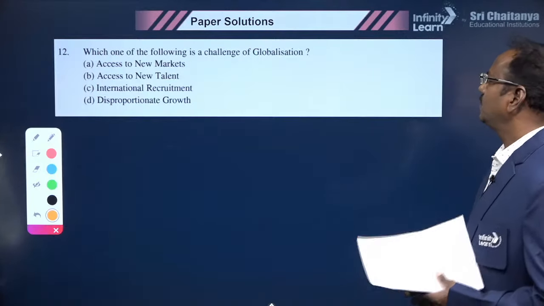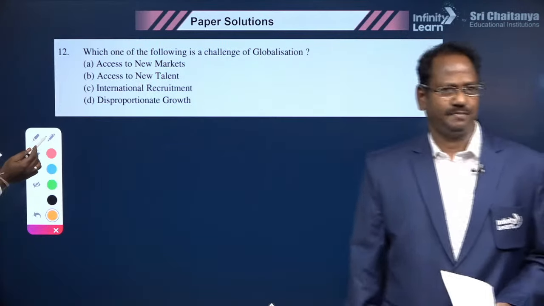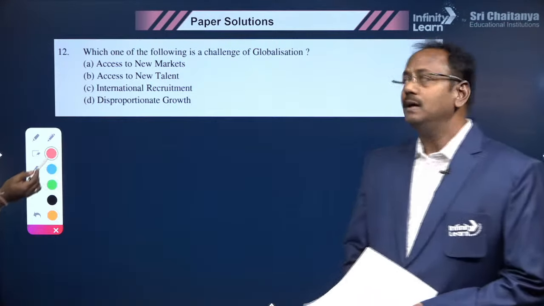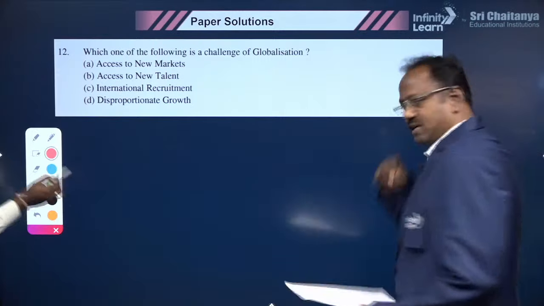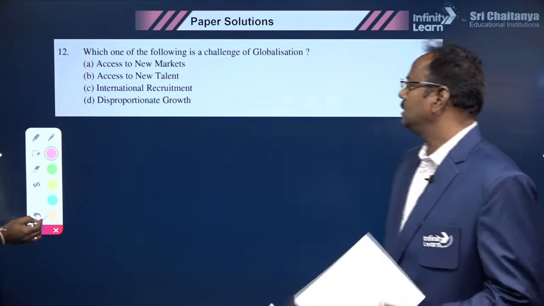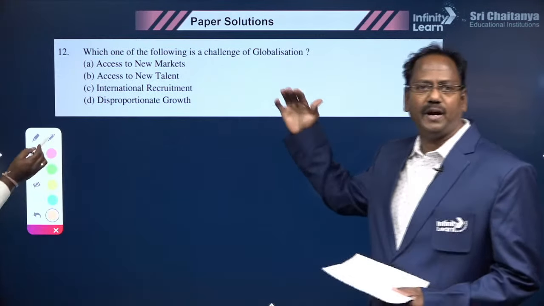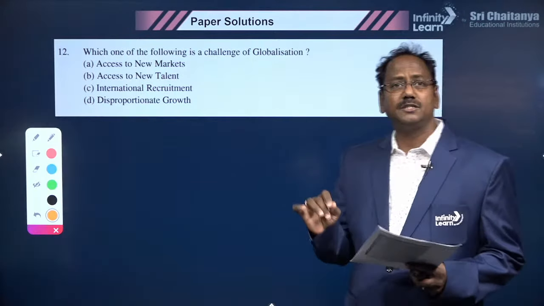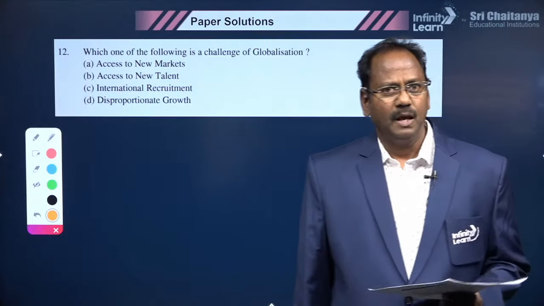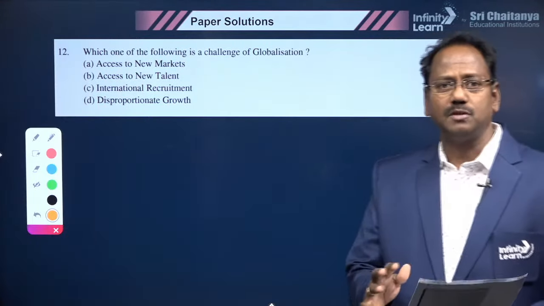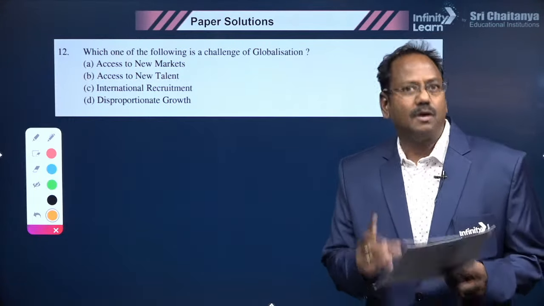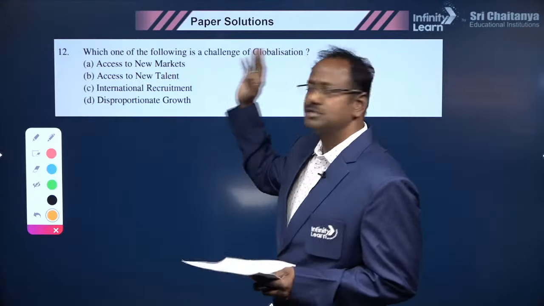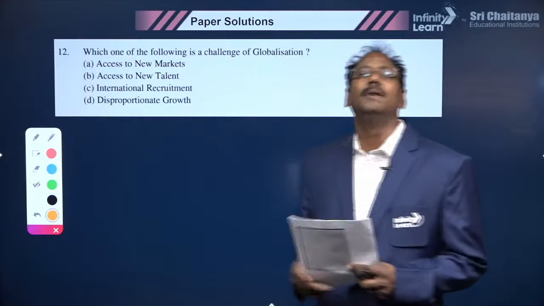And next, which one of the following is a challenge of globalization? Here question number 12 is asking about globalization and its challenges. So let's look at the options, and I'll try to help you get the answer from these four. Access to new markets. Yes, globalization is the process of interlinking the markets, and on the way of interlinking the markets and the economies, globalization was successful in access to new markets.